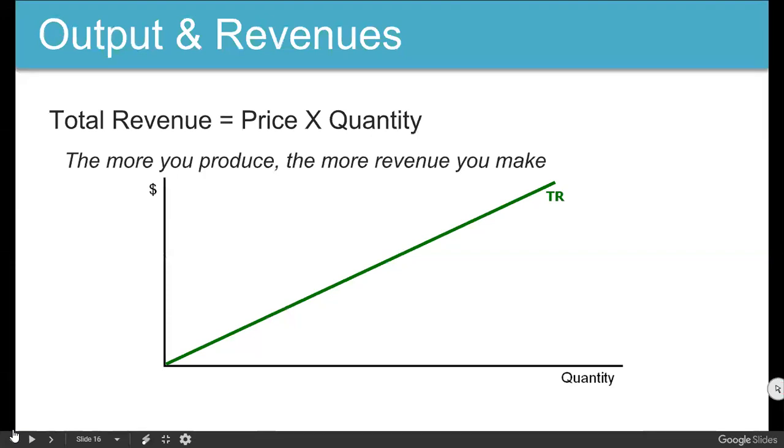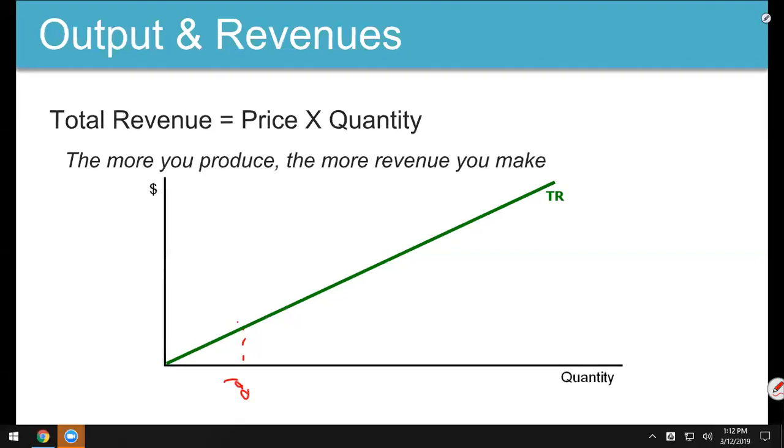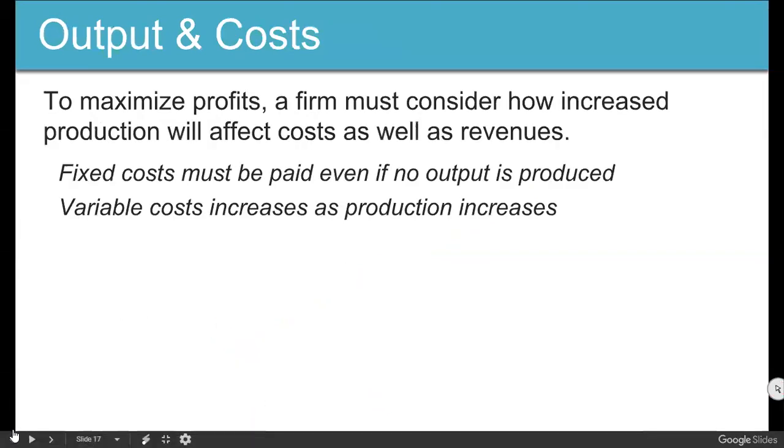Revenue, or income, is just price times quantity. At $3 a bushel, if you do 100 bushels, you bring in $300. If you do 200 bushels, you bring in $600. Right? It's just straight and flat. But you're not in it to maximize your income. You're in it to maximize profit. So I think I have this visual on the next slide. Yes.